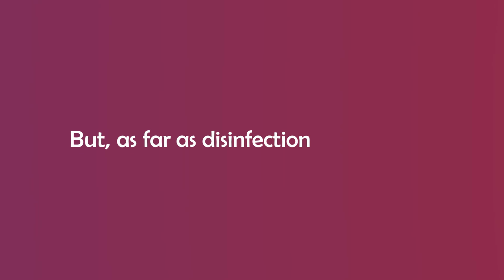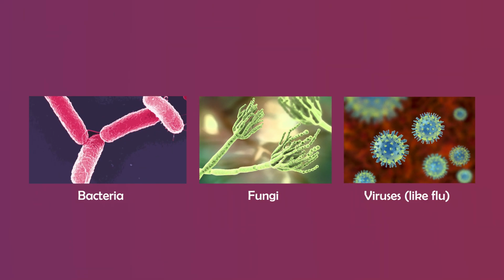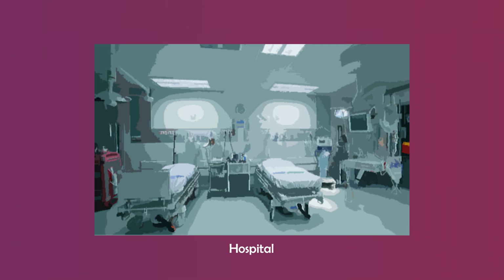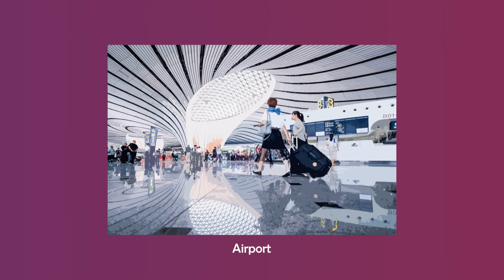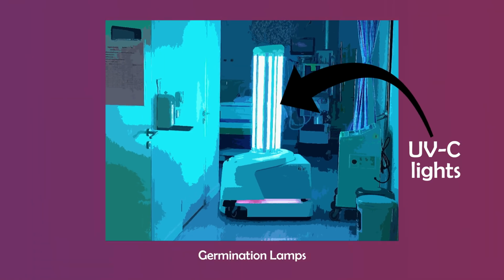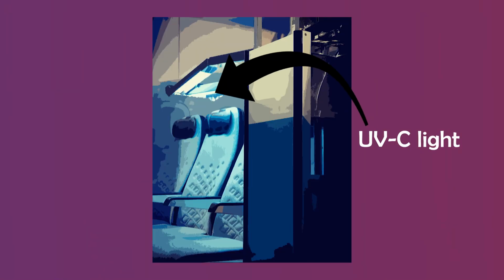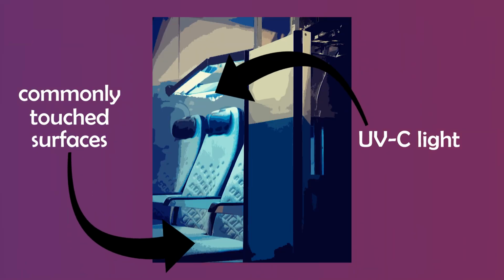But as far as disinfection is concerned, it is well proven that the UVC light can kill bacteria, fungi, and viruses like flu. And apart from hospitals, public places like airports are now equipped with germicidal lamps containing UVC lights for disinfection purposes. The UVC light is being flashed over the commonly touched surfaces for some specific amount of time, depending upon the type of the surface to be disinfected.